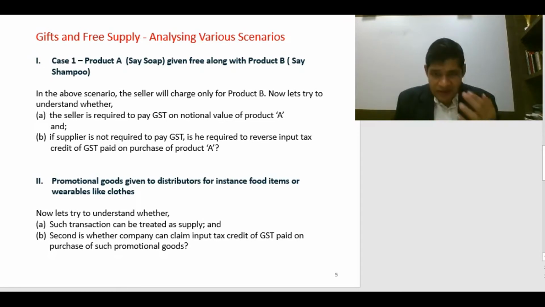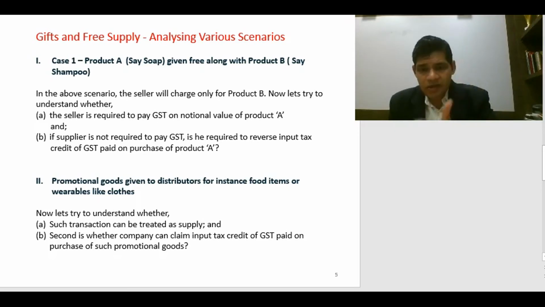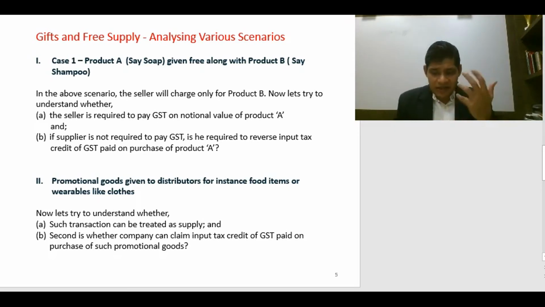In our scenario, let's understand whether it is a gift or not. As discussed, for a transaction to be regarded as a gift, it must be a supply without consideration and without contractual obligation. In the current scenario, there is a consideration because product B is being sold, and there is a contractual obligation that product A will be given free of cost along with product B when someone buys product B. So there is a contractual obligation and there is a legal consideration.